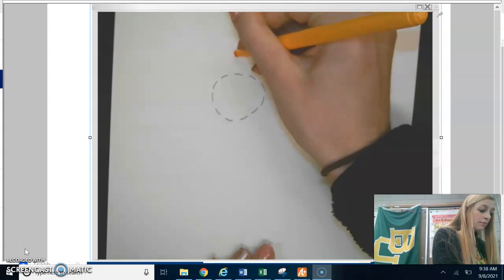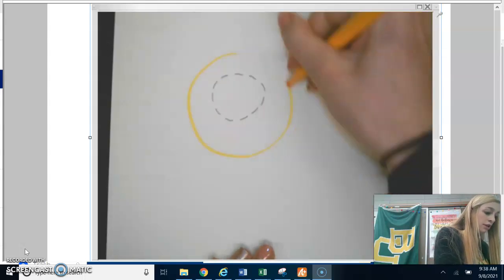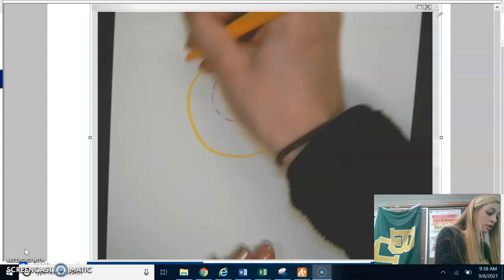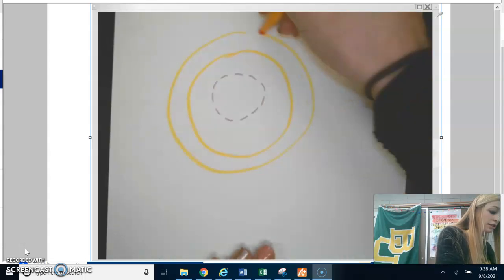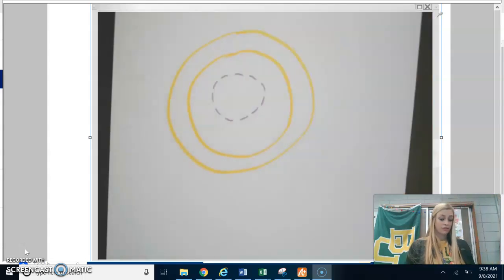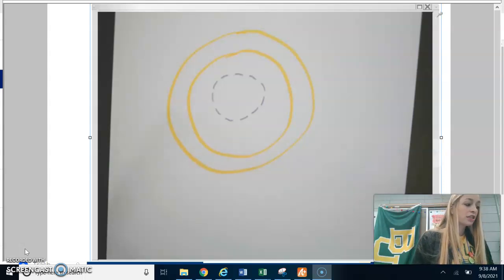Outside the nucleus, I'm going to draw 1, 2 energy levels, which should also sound familiar because you read about the energy streets in the Addams Family story. And it's okay if your circles aren't perfect. Look at mine. They're not perfect at all. It's not a big deal. Still works. So these are our 2 locations.